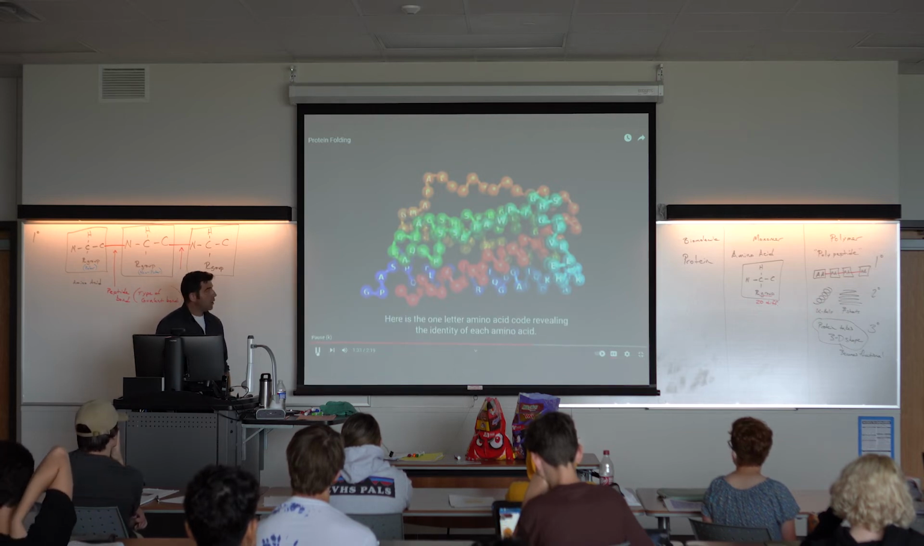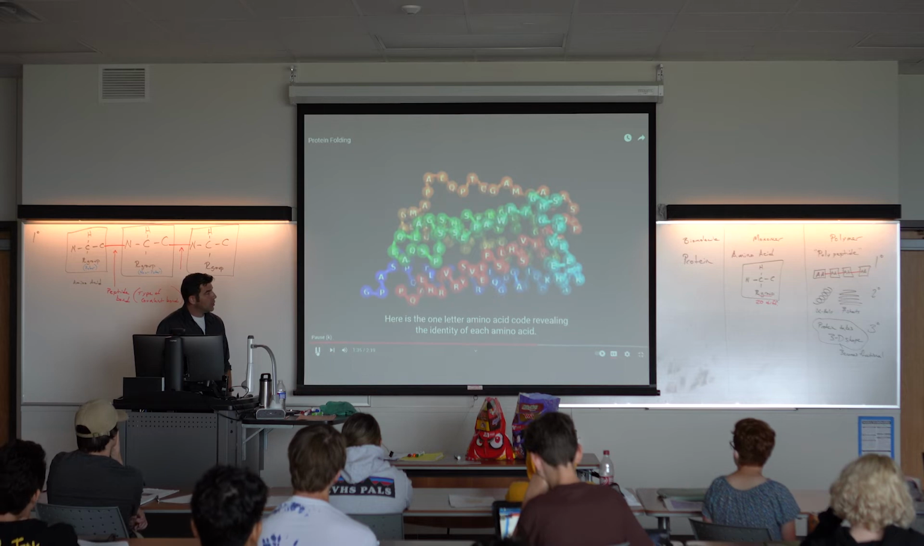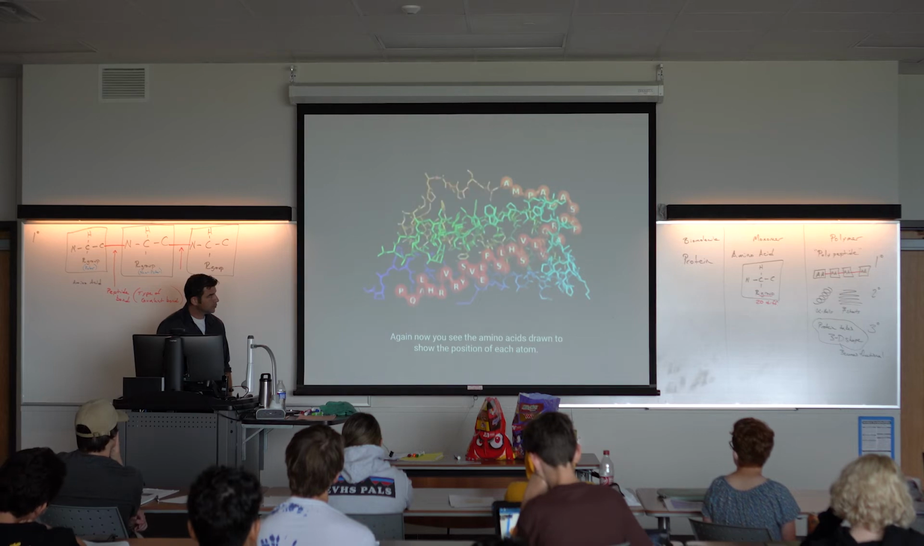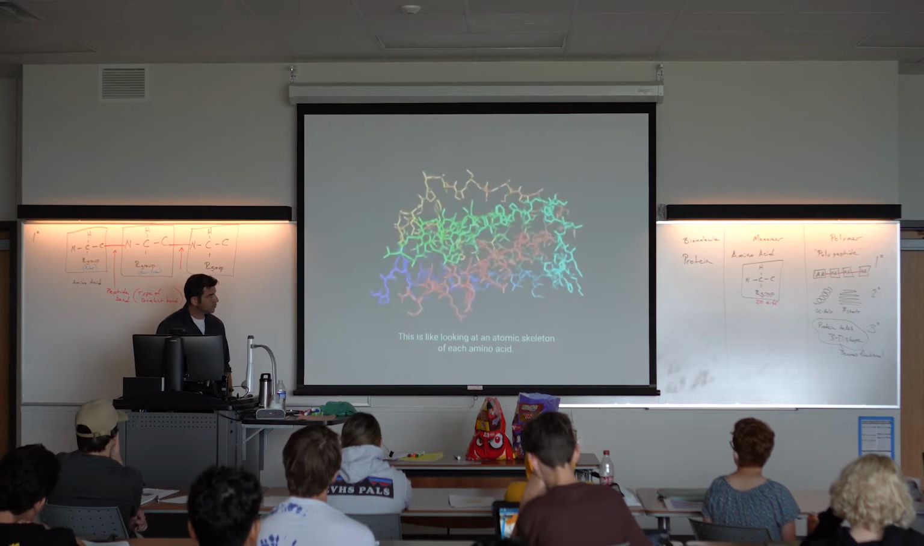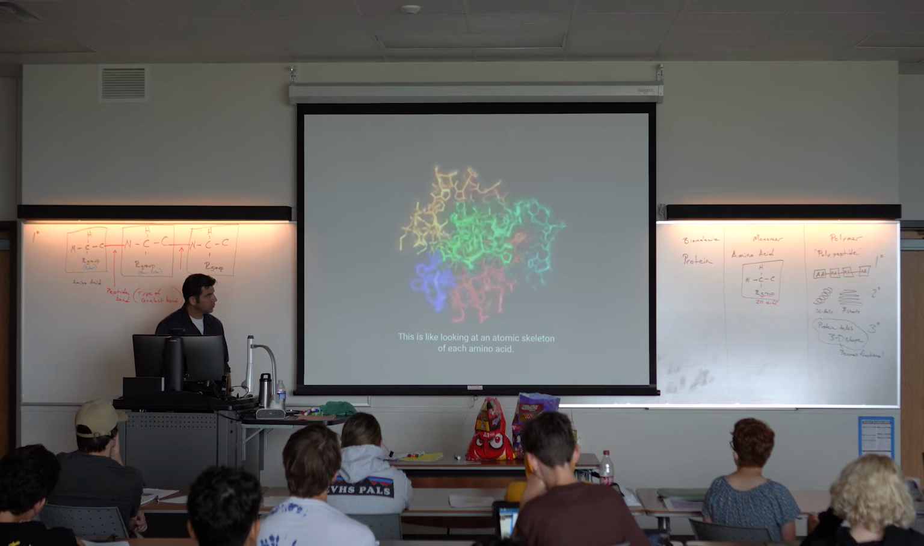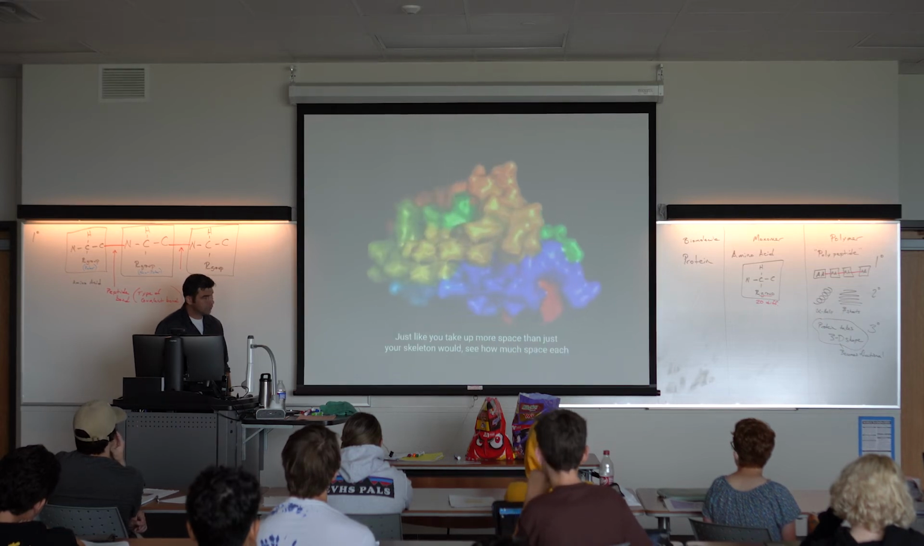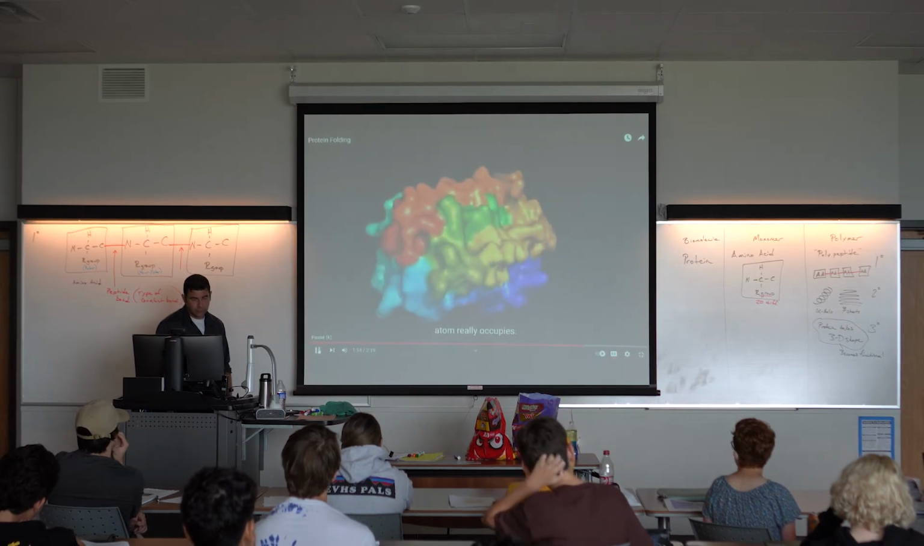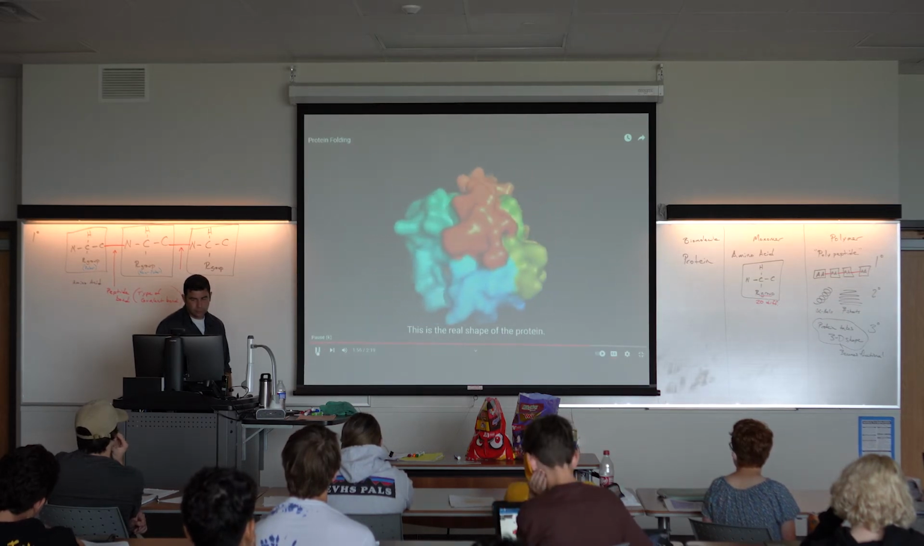Here's the one-letter amino acid code revealing the identity of each amino acid. Again, now you see the amino acids drawn to show the position of each atom. This is like looking at an atomic skeleton of each amino acid. Just like you take up more space than just your skeleton would, see how much space each atom really occupies. This is the real shape of the protein.